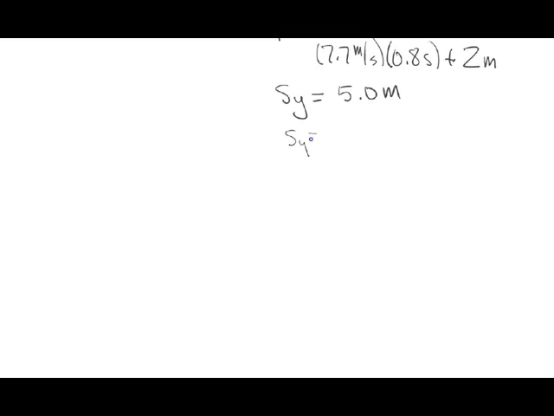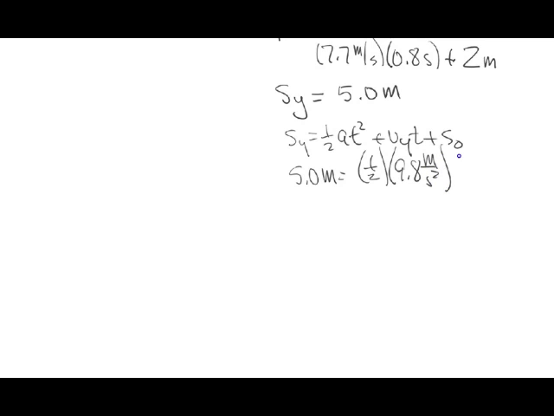S sub y equals 1/2 a t squared plus v sub y t plus s0. S sub y we just calculated, 5.0 meters, equals 1/2 times 9.8, which is positive this time because the object is accelerating, times the time squared. V sub y and s0 are both 0. That gives us a time of 1.0 seconds. Pretty straightforward, pretty simple, I think.